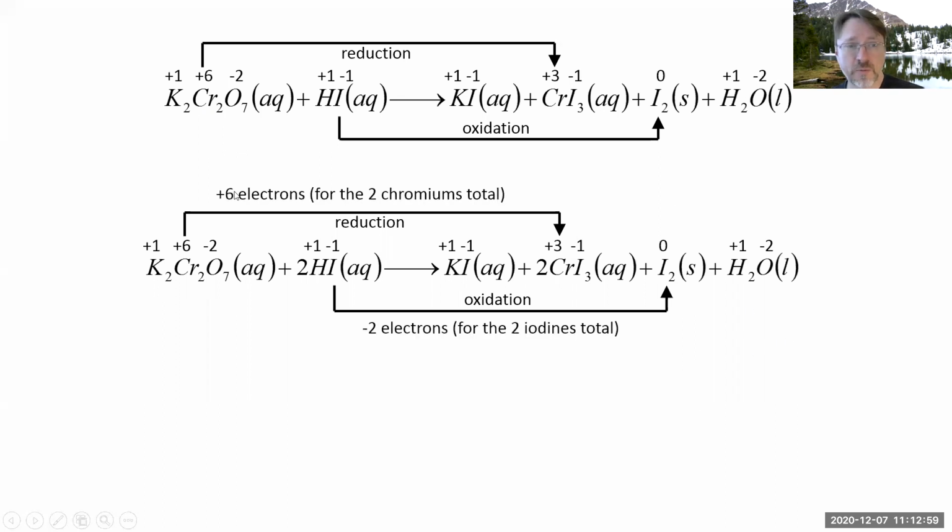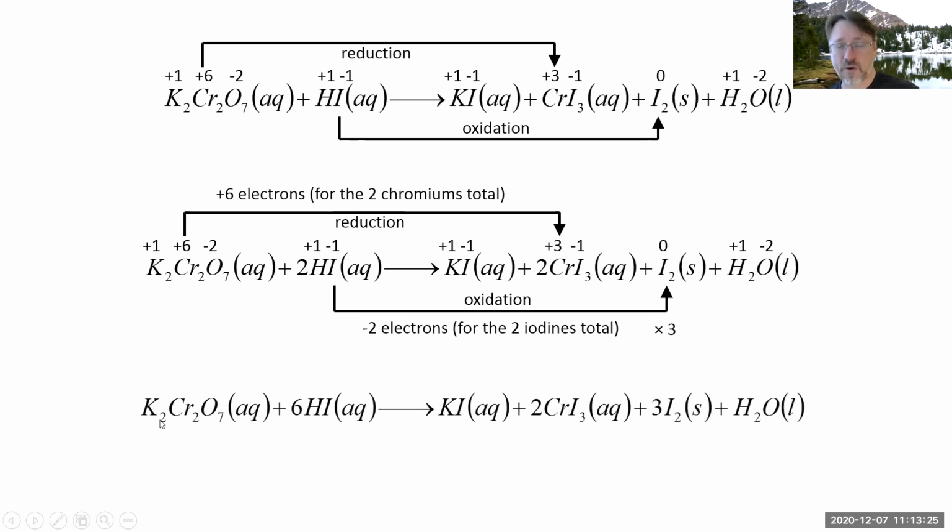But first, we're just dealing with the oxidation and the reduction portions. So we see that for the 2 chromiums total, we have 6 electrons that are being transferred, 3 each for the 2. In this case, we have 1 electron for each iodine that's happening for a total of -2. So we now need to multiply the oxidation step by 3 so that we get +6 and -6 so that the electrons balance out. So times 3. And so we now have this equation.